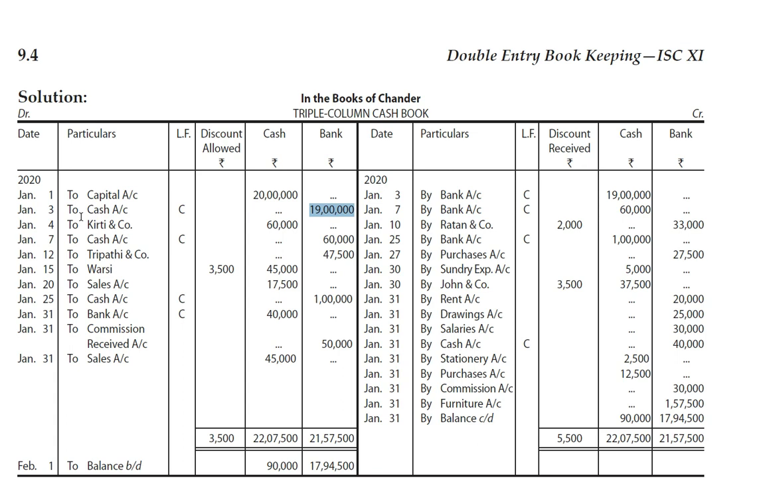Actually it's a contra entry. What is contra entry? When cash and bank both accounts are involved simultaneously, it is called the contra entry. And for the contra entry in the ledger folio column, you have to put a C. C indicates the contra entry. See, from the business, cash is going out, that 19 lakhs. So opposite entry, cash by bank 19 lakhs, and we are putting a small c over here.